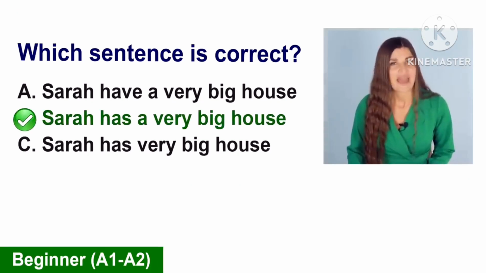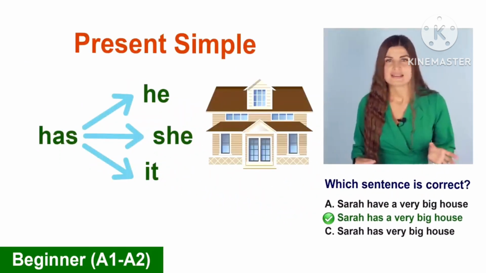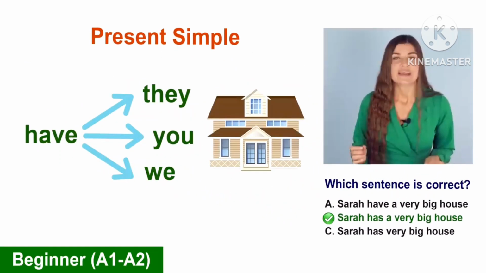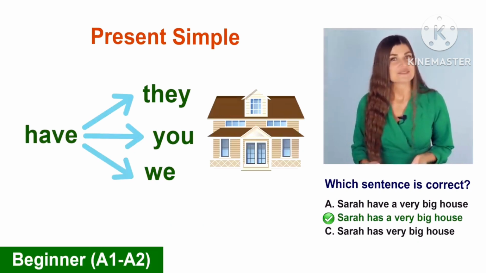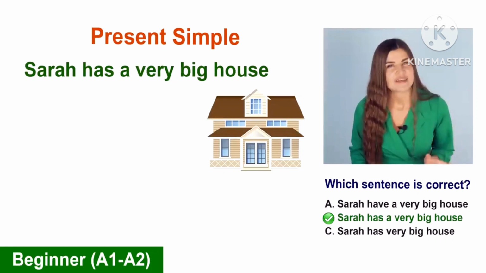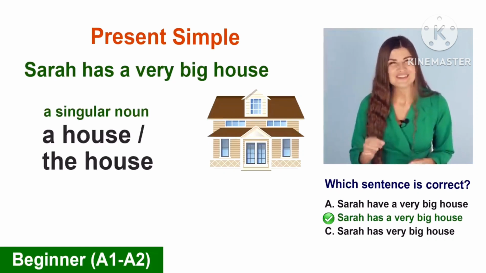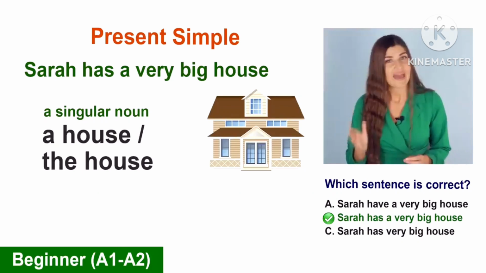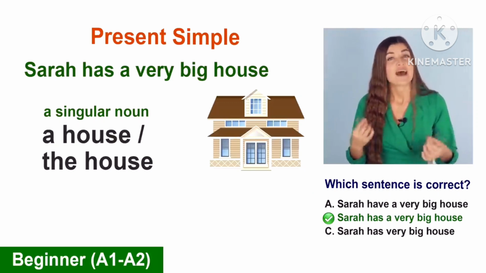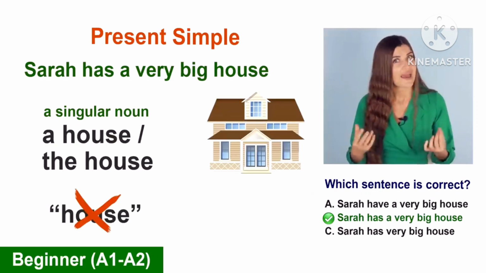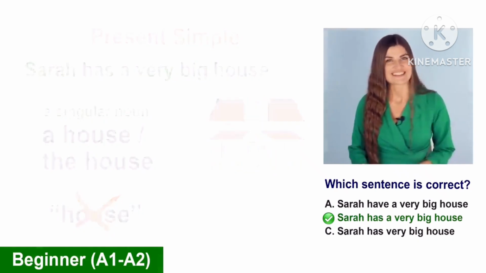When we use the verb have in the present simple tense, we should use has for he, she, it, and have with they, you, and we. The correct answer is B. Sarah has a very big house. But why do we say a big house? For singular nouns, we use an article a, an, or the. In this case, we have a noun house, so we must say a house, not just house. That's why B is correct.